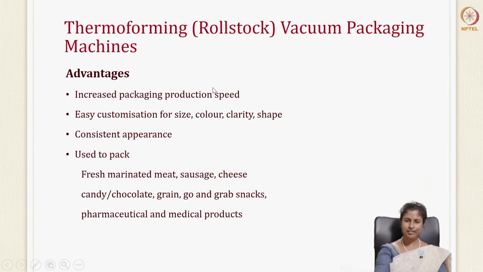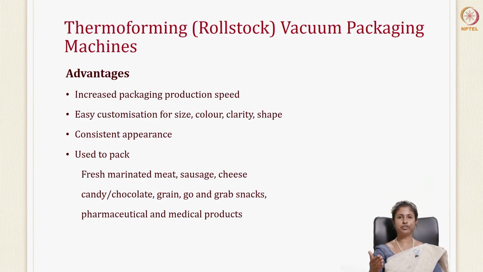What are the advantages of your thermoform vacuum packaging machine? It helps to increase your packaging production speed. It helps in easy customization for size, color, clarity. From batch to batch, if you want to change the color, you can do that for a particular batch and then again change the roll to get another color. That can be customized even if you're having a large scale facility. You have a consistent appearance and it's used to pack fresh marinated meat, sausages, cheese, chocolate, candies and pharmaceutical and medical products.